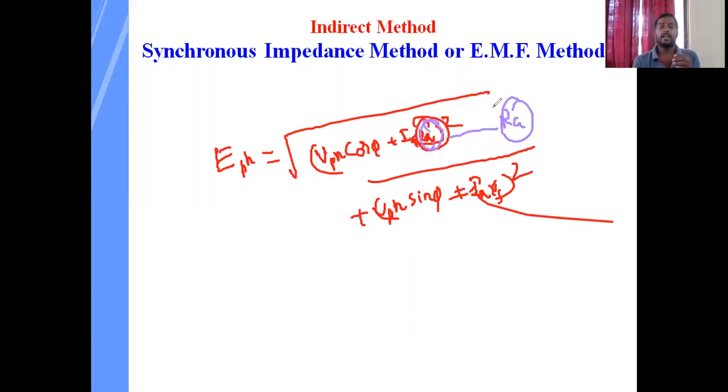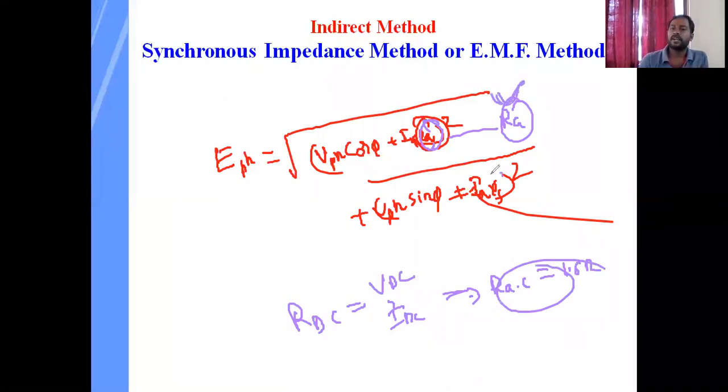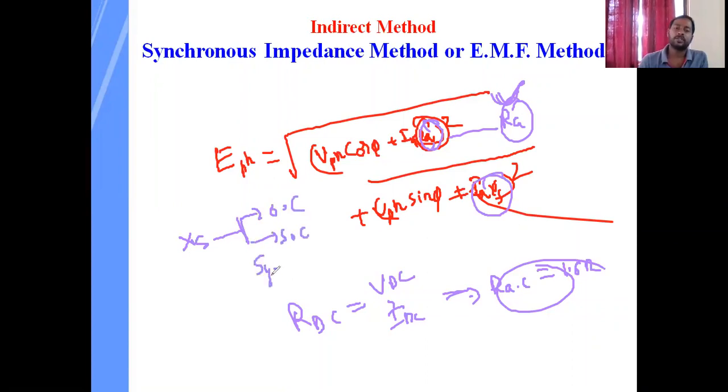This RA we found by using the previous analysis, the DC test. We find the DC resistance, that is VDC by IDC, and if you multiply by 1.6 to the RDC, we will get the RAC value. So we got RA, and we need to find XS. We can find XS by using the OC and SC tests of the synchronous impedance method.